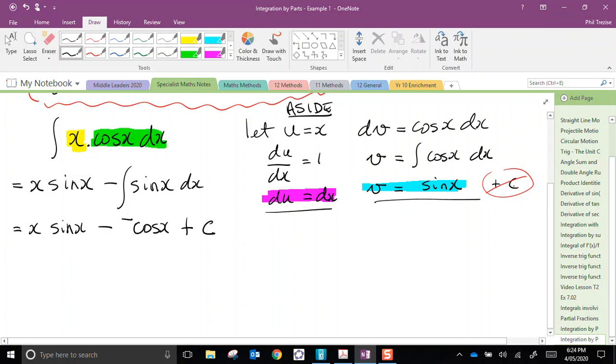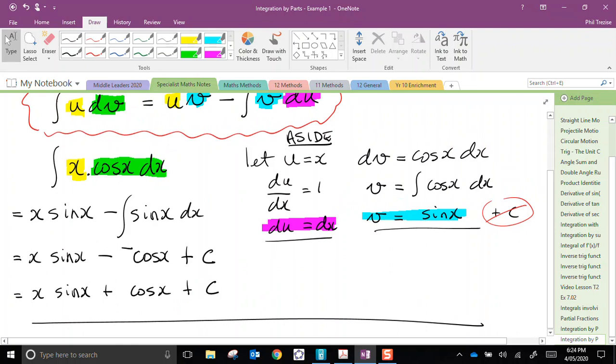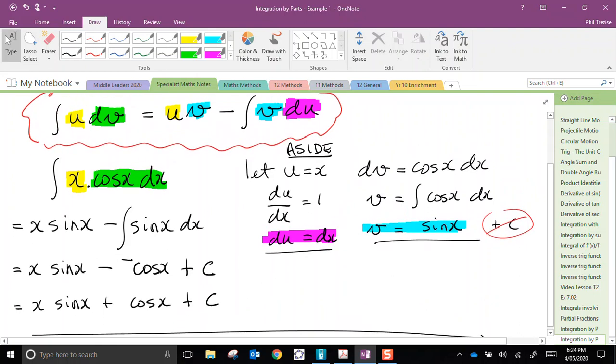If I had a c over there, it just would have added into this one and made a different but equally valid constant. And so I end up with x sine of x plus the cosine of x plus c. There's my integral done using the formula integration by parts. Now, crucial to success here was a careful choice of u and dv.